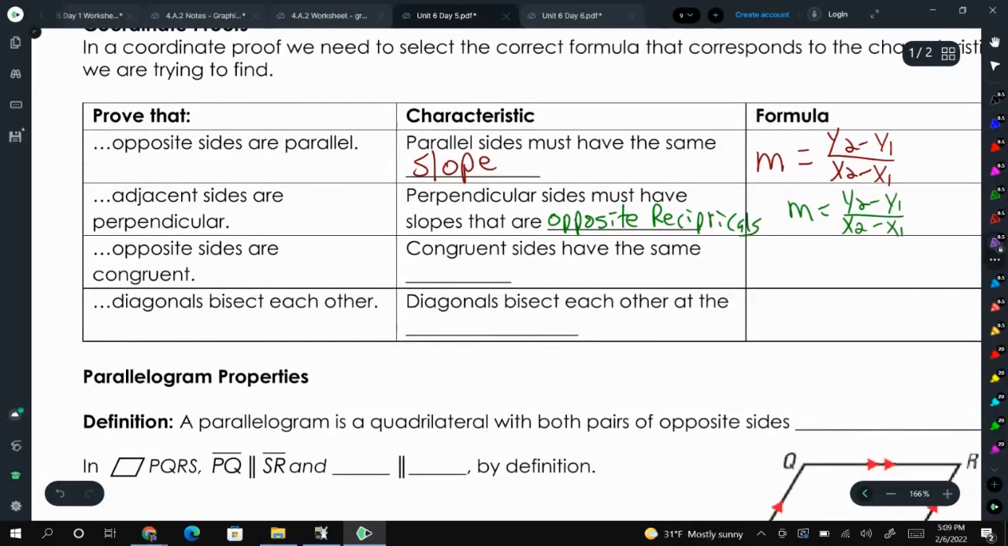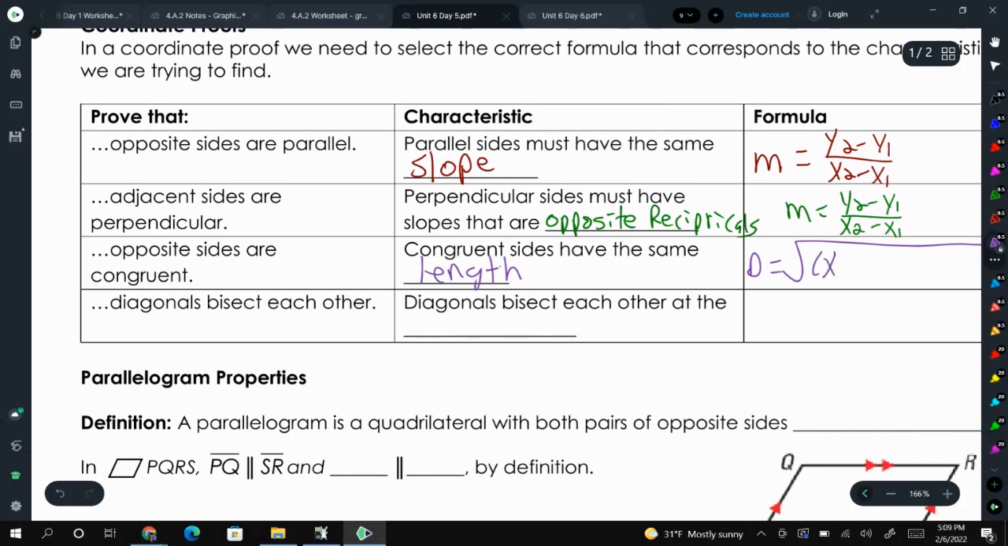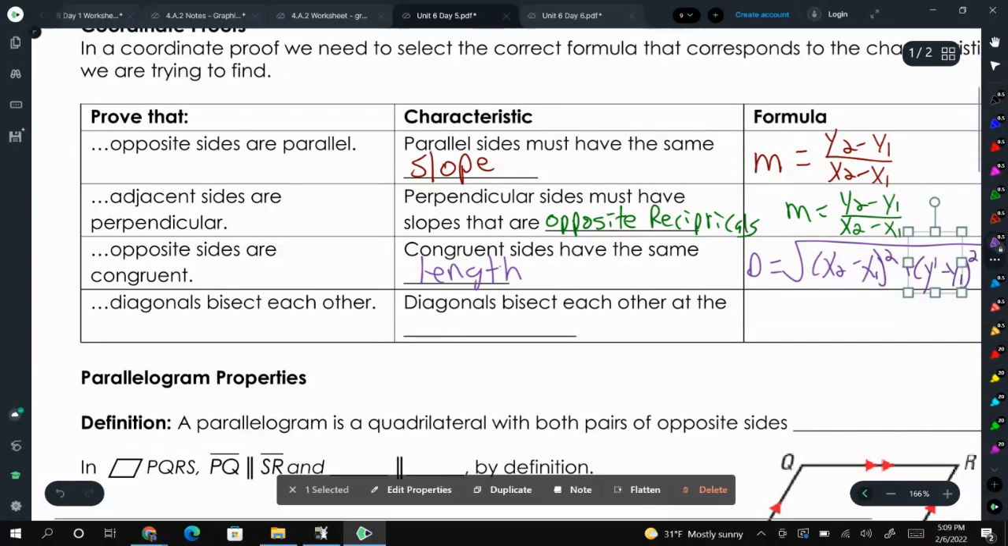Opposite sides are congruent. We use the distance formula because we're talking about the length of a segment. So distance equals the square root of x2 minus x1 squared plus y2 minus y1, sorry, y2 minus y1 squared.